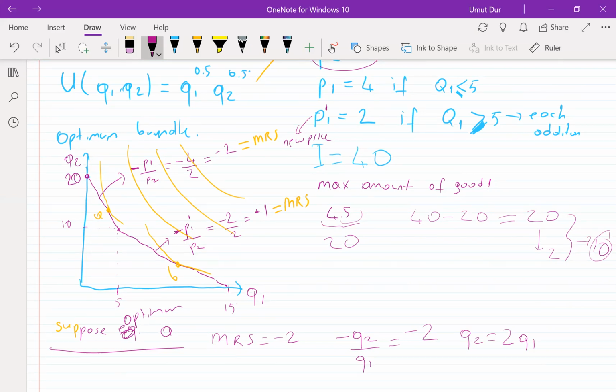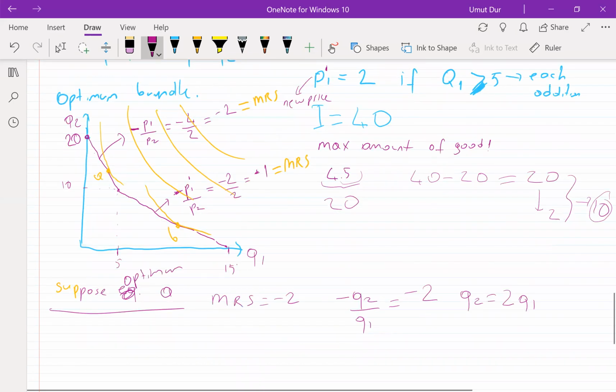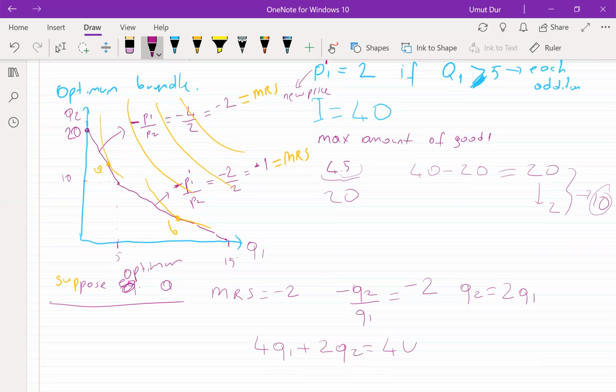And I know that this equilibrium point is under the first portion of this budget line. What is that first portion of the budget line? It is 4Q1 plus 2Q2 is equal to my income, which is 40. I will plug in this Q2 here: 4Q1 plus 2 times 2Q1 is equal to 40.